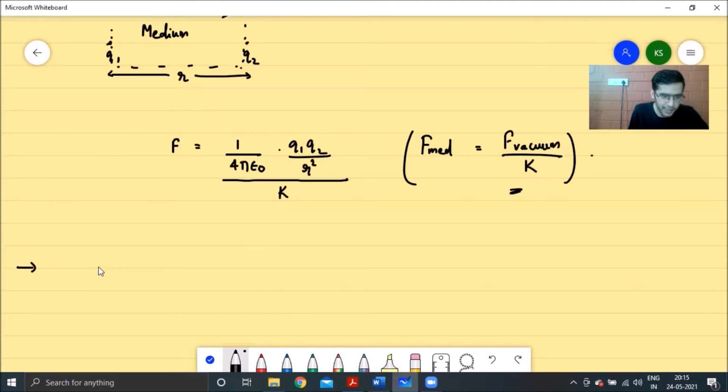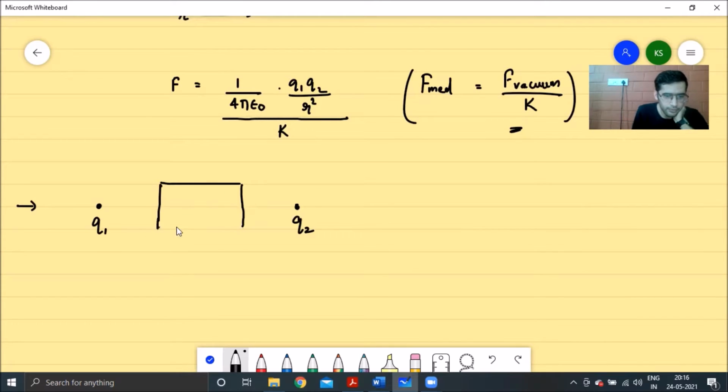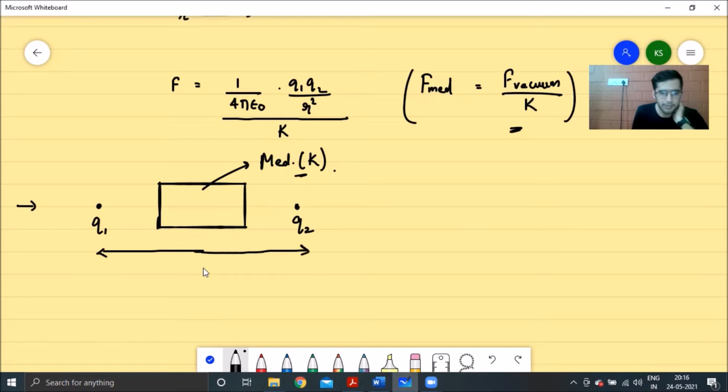So let me specify that case clearly. Let's say you have Q1 and Q2 now, your two charges over here, and only a region of thickness T is occupied by a medium of dielectric constant K. So if the total separation between them is R, and the region between them is not entirely occupied by this medium, but rather only a region of thickness T is occupied by this medium, then how do we solve these kinds of problems? Right? So this is essentially what we're looking to solve, right?